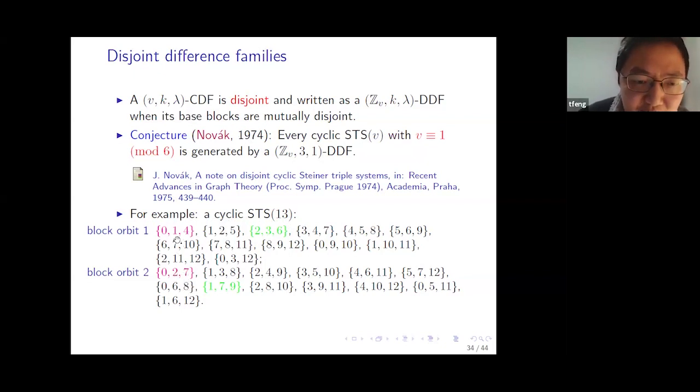We can take one base block 014 from the first orbit and another base block 027 from the second orbit. These two blocks form a difference family, but it's not a disjoint difference family. But if we take the two blue ones, it can form a disjoint family. Novak conjectured that any cyclic Steiner triple system can always imply a disjoint difference family.